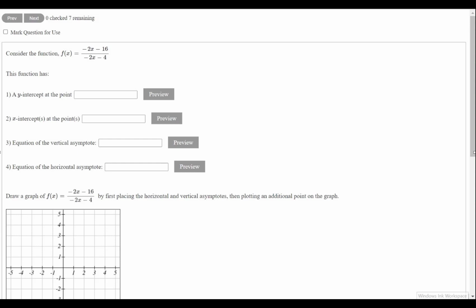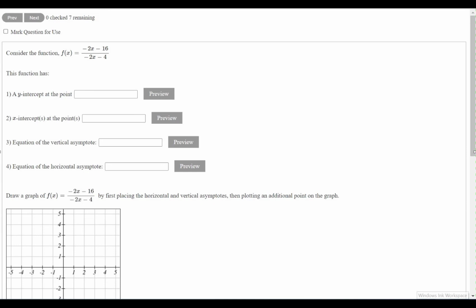So the y-intercept occurs at the ratio of the constant terms. The constant terms are these two values right here. If I take the ratio of those two terms, I've got the coordinate pair 0 for my x, and negative 16 over negative 4 would be positive 4. The reason it's the ratio of the constant terms is because for any y-intercept, you let x equal 0. And if you let x equal 0 in this equation, both these terms cancel out, leaving you just the constants.